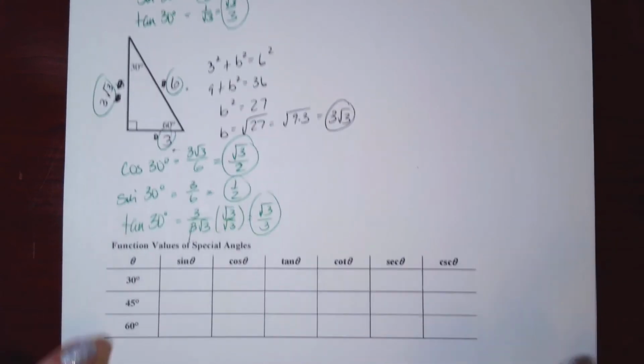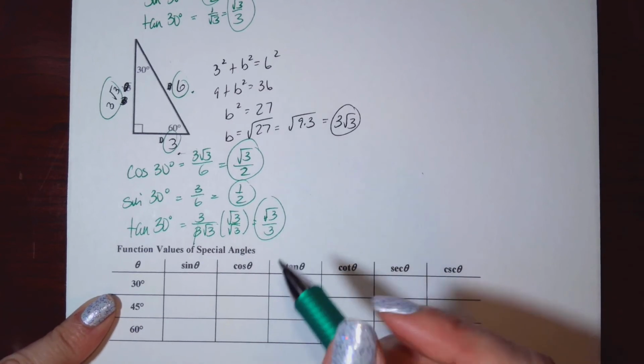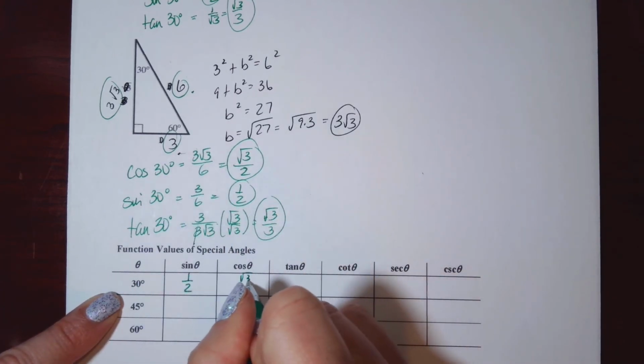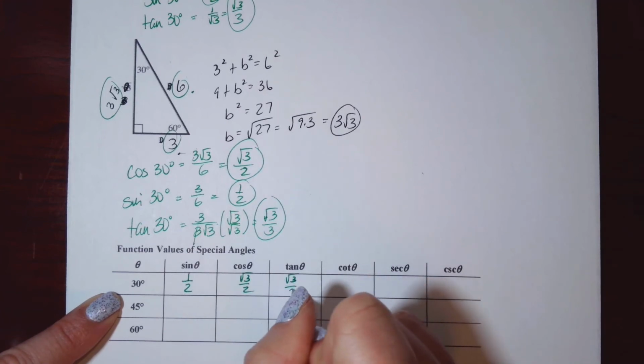So we just found sine, cosine, and tangent for a 30-degree angle. We found that sine is 1/2, cosine is square root 3 over 2, and tangent is square root 3 over 3.